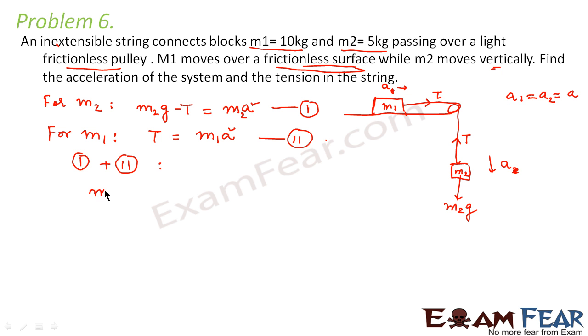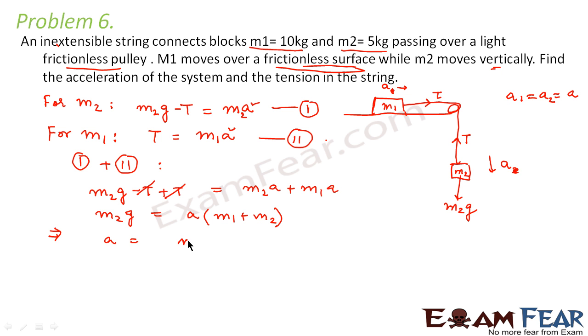So what do we get? On our left hand side we get m2g minus T plus T is equal to m2a plus m1a. So minus T plus T gets cancelled. So we get m2g is equal to a into (m1 plus m2). Now I feel that you must be finding it pretty simple to calculate a. So it is m2g divided by m1 plus m2.